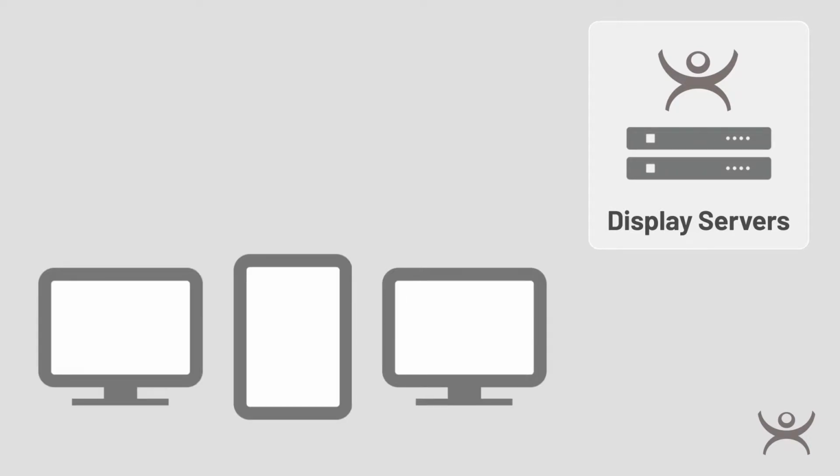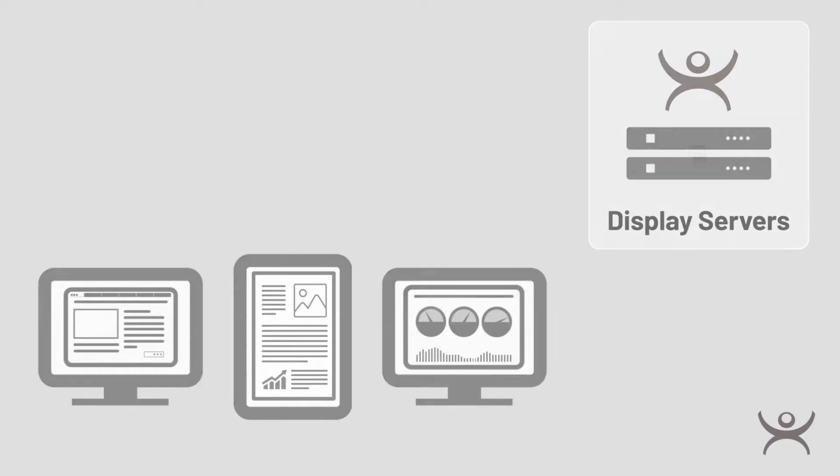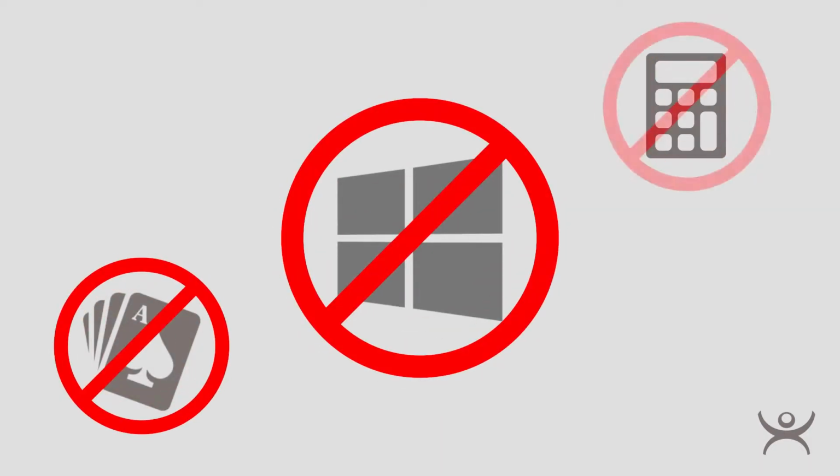AppLink ensures your users only access the content and applications they need to do their jobs by restricting access to desktops and other non-authorized content.